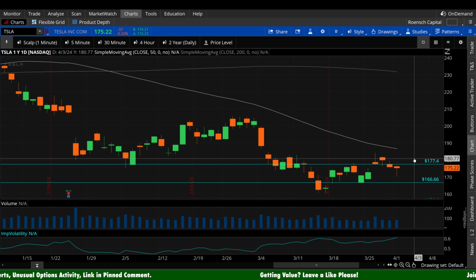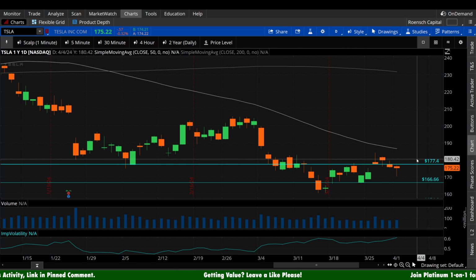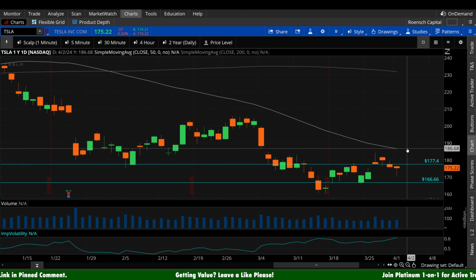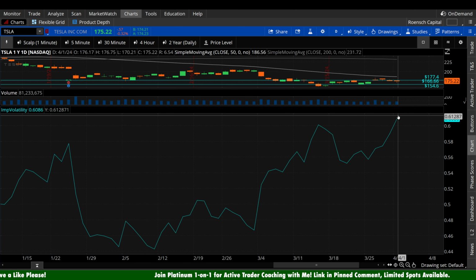Bulls, we want to get up above 180 as soon as possible and hold 180 as a short-term support level. That can open us up for a move upside for a test of that 50-day, which currently sits at 186.60, 186.70.